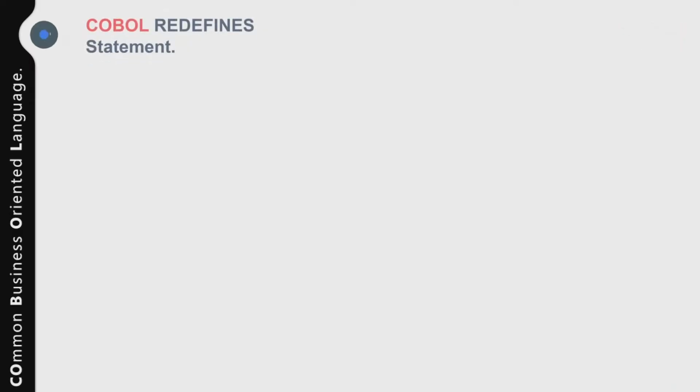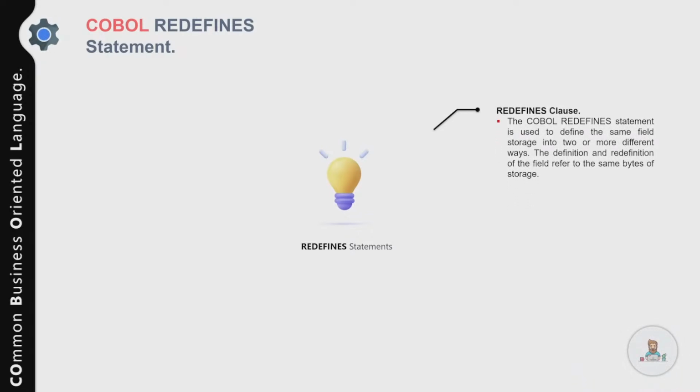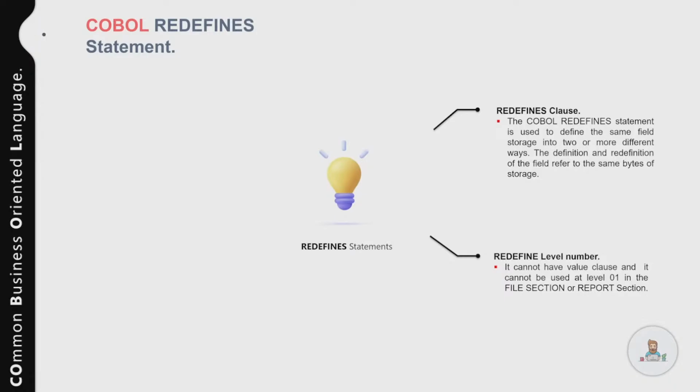Now let's talk about the REDEFINES statement and how exactly you can use it in your COBOL program. By definition, the COBOL REDEFINES statement is used to define the same field storage in two or more different ways. The definition and redefinition of the field refer to the same storage location or bytes. In this way, different data items can refer to the same memory location to reduce the memory space, and the program is easier to maintain as well.